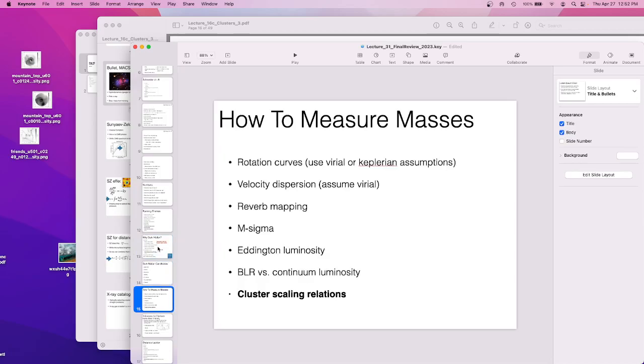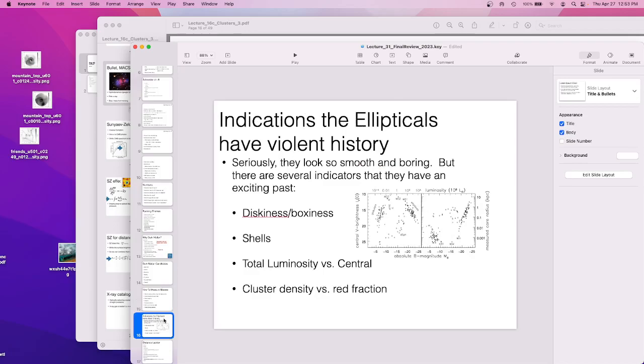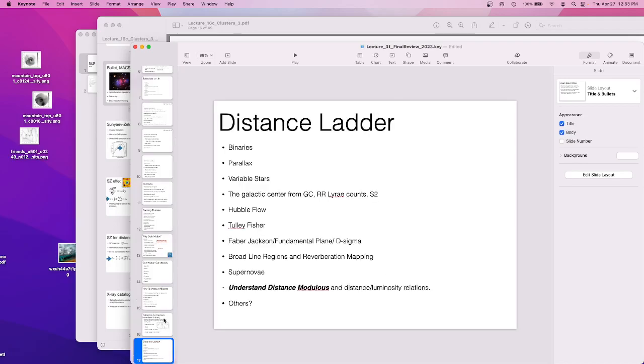How to measure masses. There's a pair of slides on Canvas in the files that is a big list of how to measure masses and a big list of how to measure distances. Make sure you're familiar with everything on that pair of slides. It's this slide, and then there's another slide that talks about distances. So use that as a study guide. Ellipticals are violent. Distance ladder is important. It's basically this slide and the previous slide.